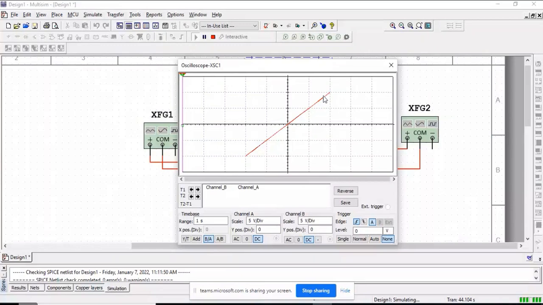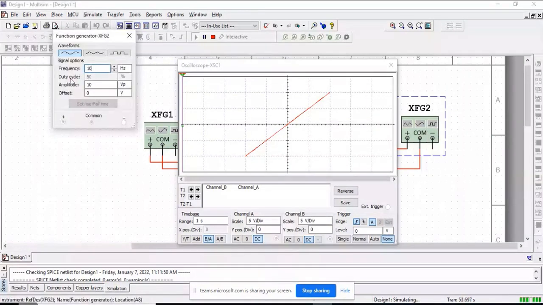If the frequency mismatches, suppose at function generator 2 we have kept the frequency at 10, you can see the Lissajous pattern. It is different from the first Lissajous pattern. Okay. So I want to show you how to get the Lissajous pattern.